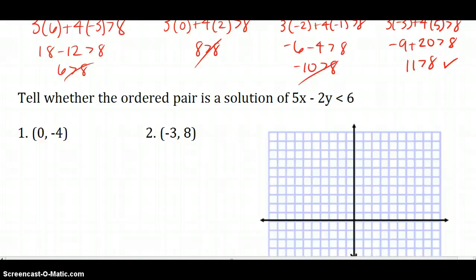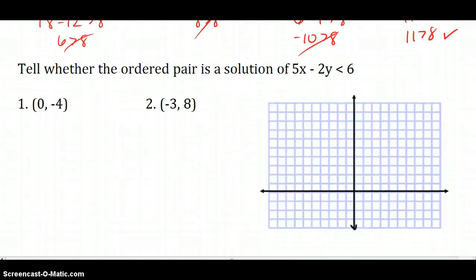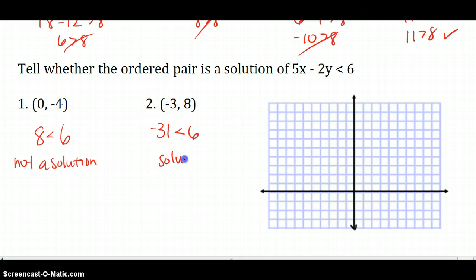So let's talk now about the graph and what the graph looks like. We're supposed to tell whether each one of these is a solution, and we can plug them in and find out if they are or not. When I plug in 0, negative 4, I end up getting 8 less than 6, which is not true. So this is not a solution. And when I plug in negative 3, 8, I end up getting negative 31 is less than 6, and this is a solution.